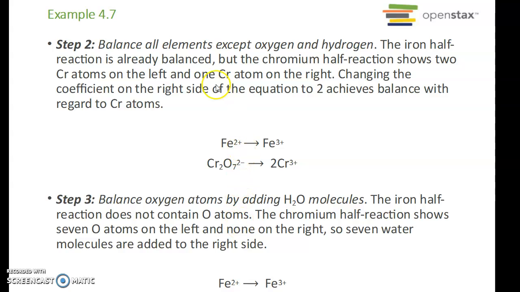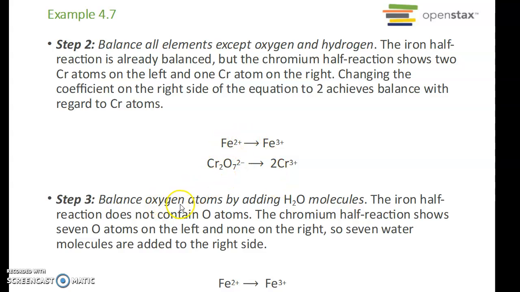Now, the first thing is to balance all the elements except hydrogen and oxygen. This one right here is already balanced. You have 1 here and 1 here. Now you have to have 2. You have 2 here, so you have to have a 2 in front here. Okay, so now these are both balanced in terms of the number of atoms on each side.